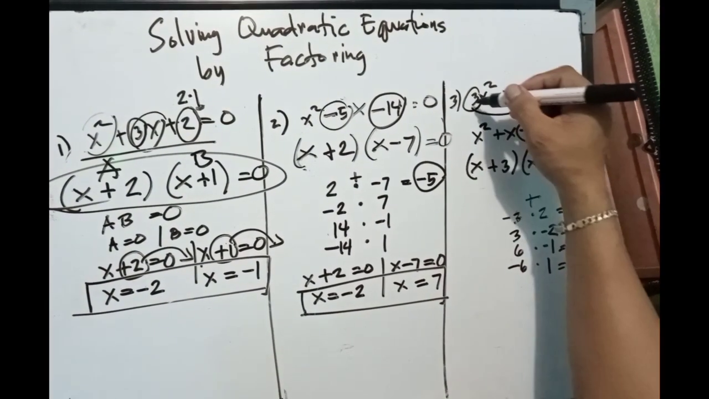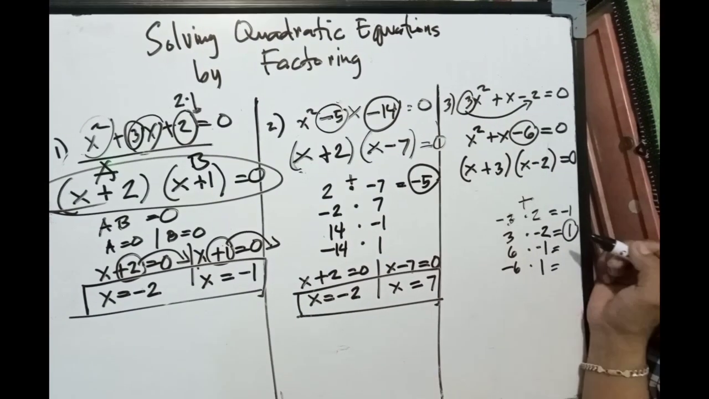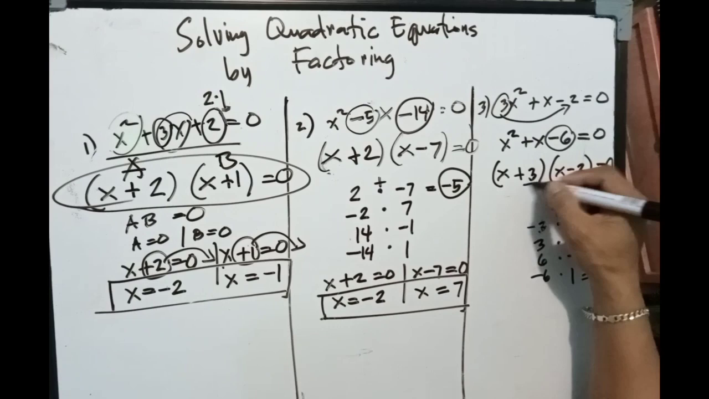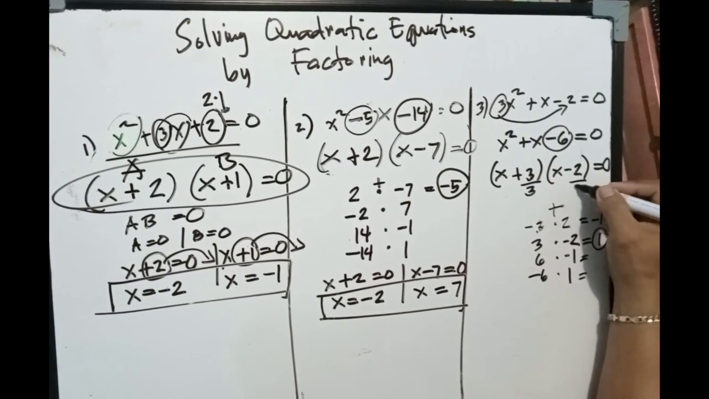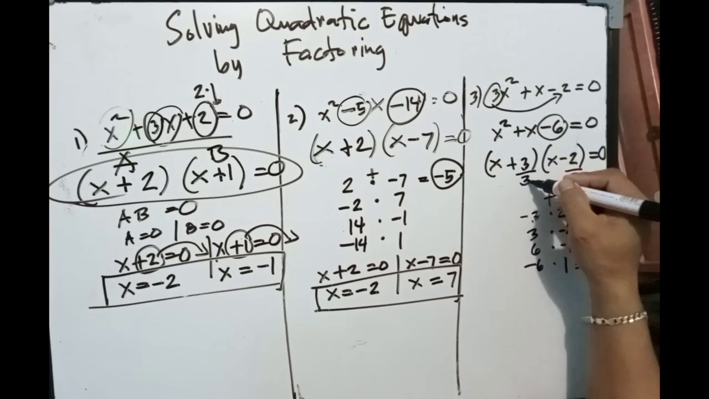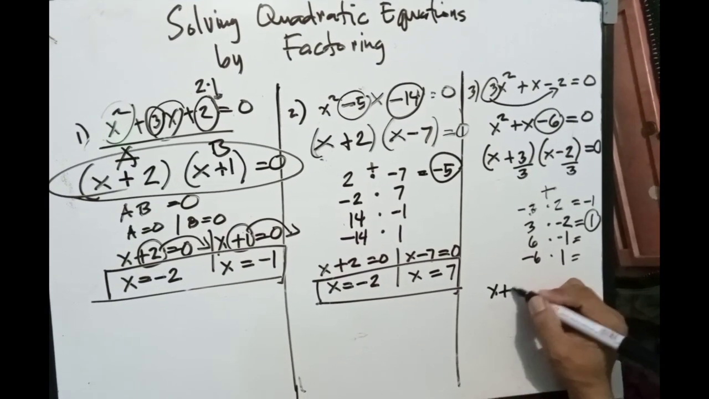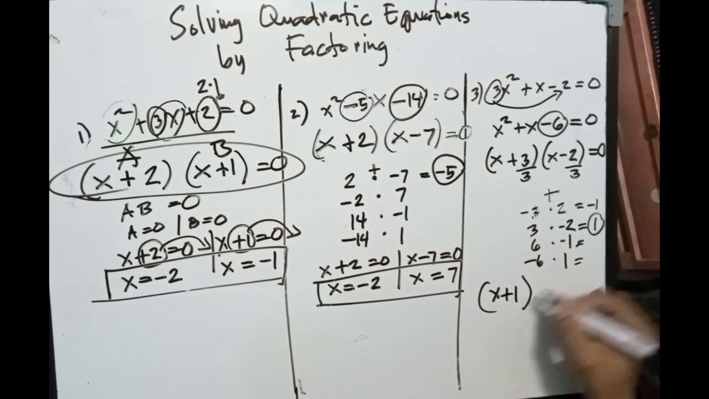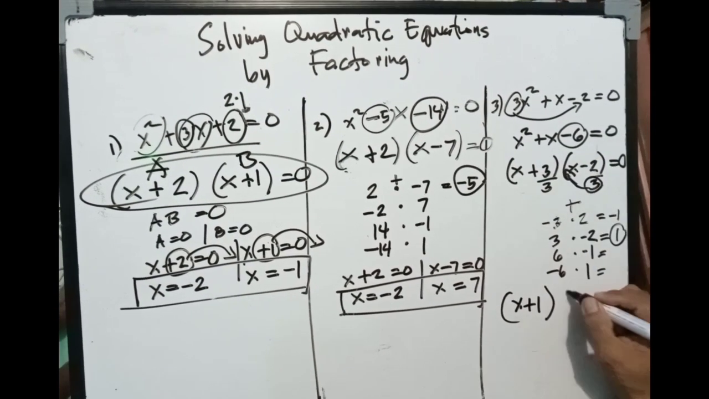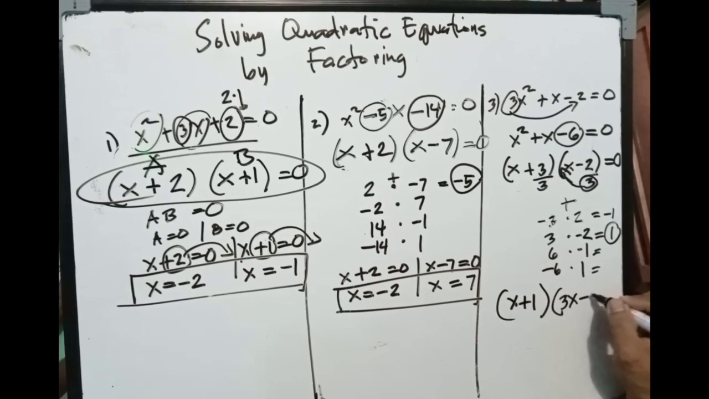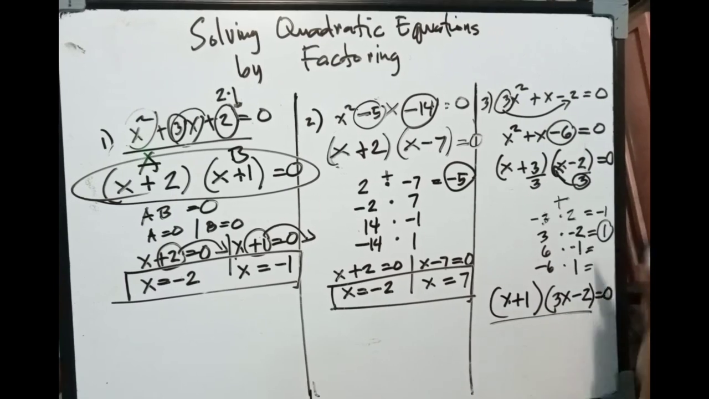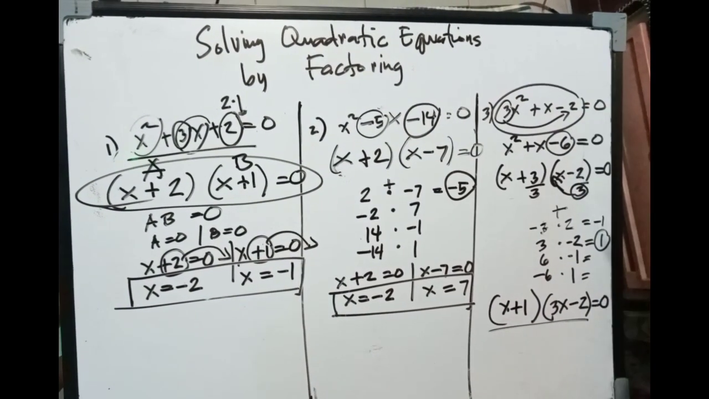Kanina, nag-multiply tayo ng 3 sa negative 2. So, ngayon naman, i-divide natin itong 3 and negative 2 by 3. Then, x plus 3 over 3 is 1. X plus 1. Then, ilalagay natin itong 3 sa tabi ng x. It will become 3x minus 2 equals 0. This is the factored form of this quadratic trinomial.